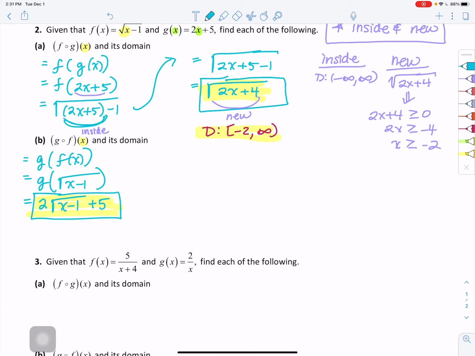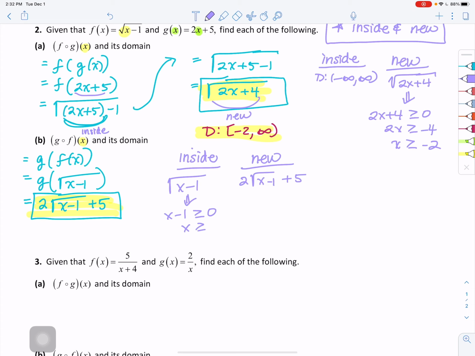But now we have to find the domain. And for the domain, we find the greatest restriction on the inside and the new function. Our inside function, the one that went inside, is the square root of x minus 1. And our new function is 2 times the square root of x minus 1 plus 5. Well, if you have this inside function, x minus 1 has to be greater than or equal to 0. So x has to be greater than or equal to 1.